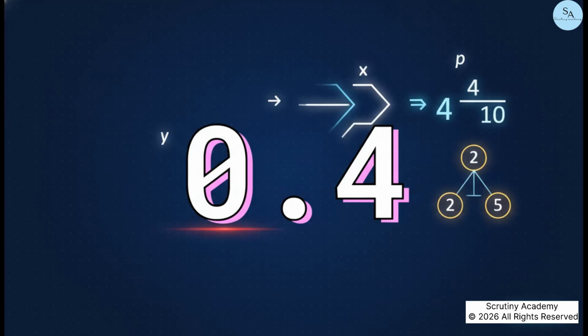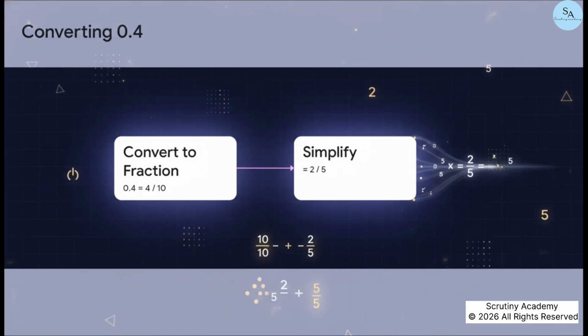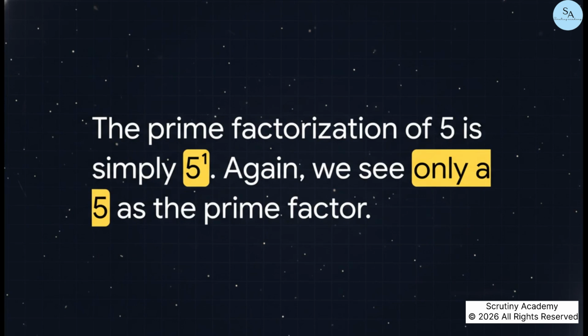Let's try another one, something way simpler. 0.4. Again, we know this one terminates. Let's see what its denominator is hiding. Converting is a piece of cake. That's 4 over 10. And when we simplify it down, it becomes 2 over 5. So, our new denominator of interest is 5. And the prime factorization of 5 is, well, it's just 5. So let's think about our evidence so far. Our first denominator had only 2s and 5s. This one has only a 5. Are you starting to see the pattern emerge?